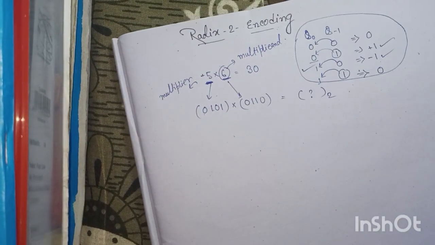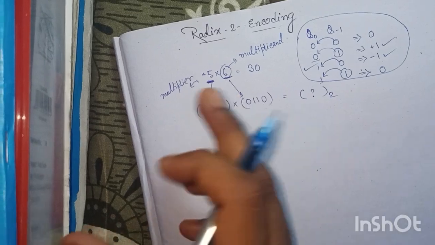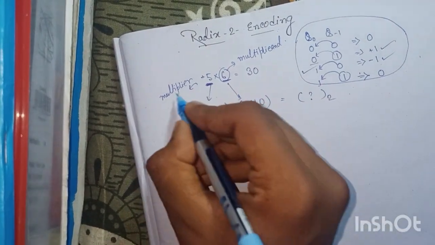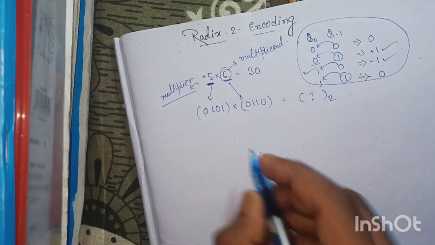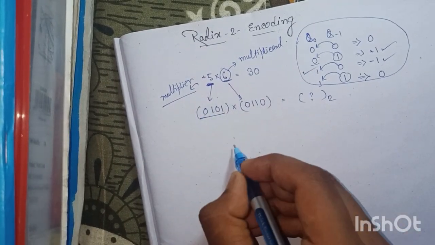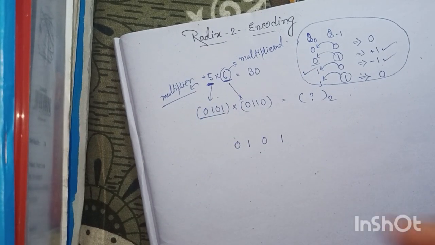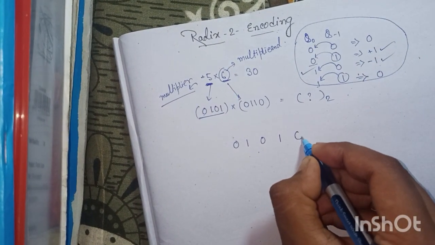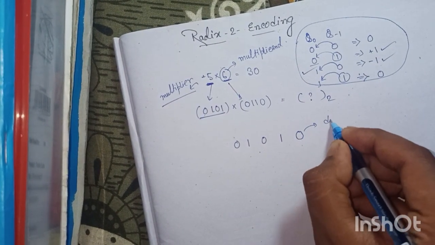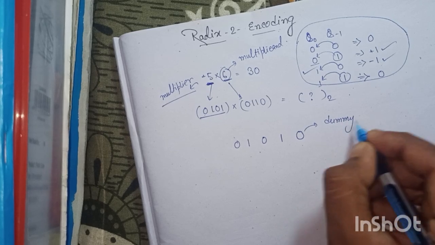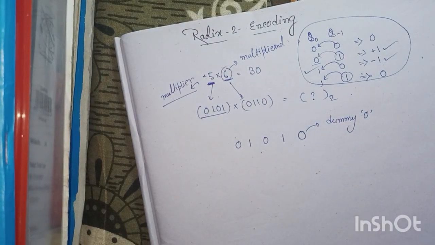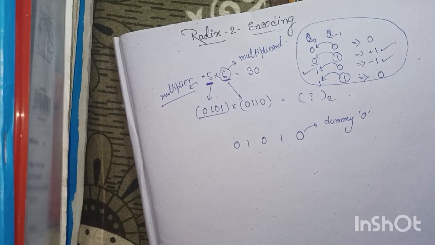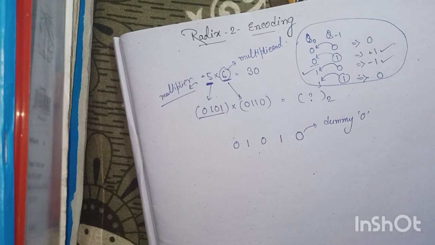In this radix 2 encoding, at first we just need to write the multiplier as a code. What is it? It is 0 1 0 1. Then we need to write a dummy 0. It is known as a dummy 0. So why am I writing this? Okay, have a look and wait for the twist.